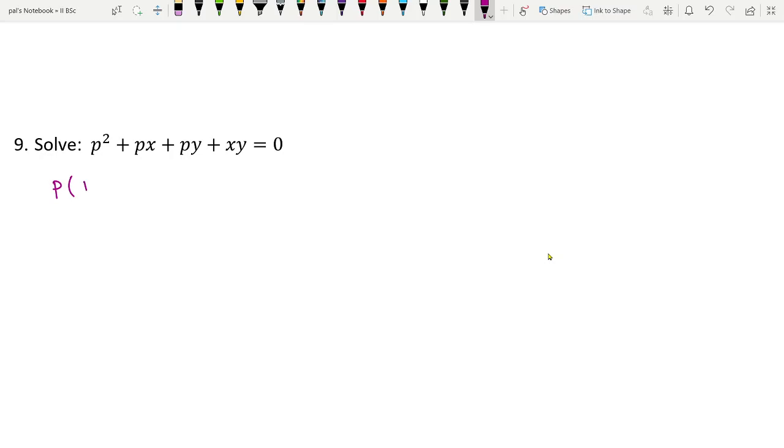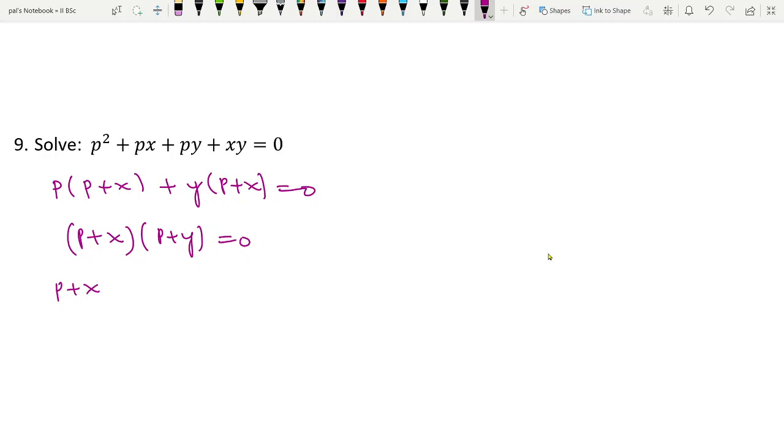So from these two you take p as a common factor, it is p plus x. Plus here you take y as a common factor, it is p plus x is equal to 0. Again you take p plus x as a common factor. So it is (p plus x) into (p plus y) is equal to 0. So we have to solve this. p plus x is equal to 0, and another one p plus y is equal to 0.